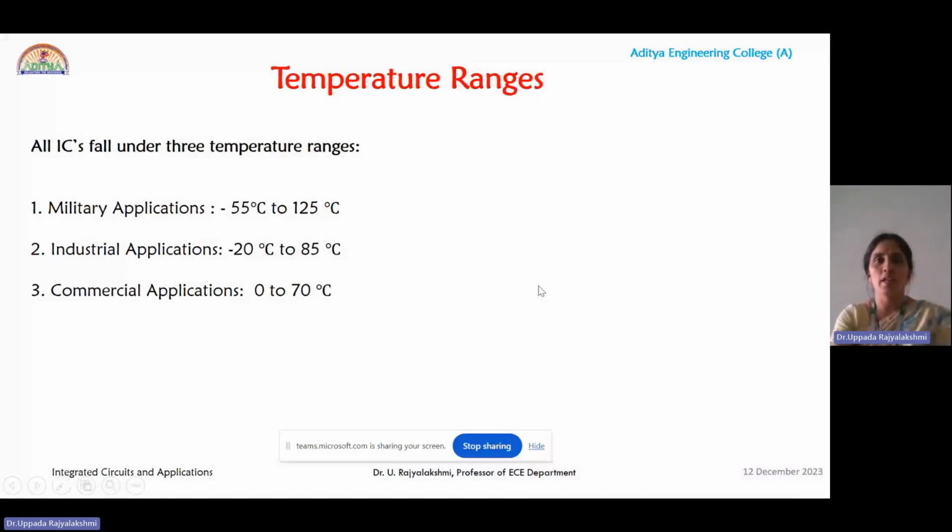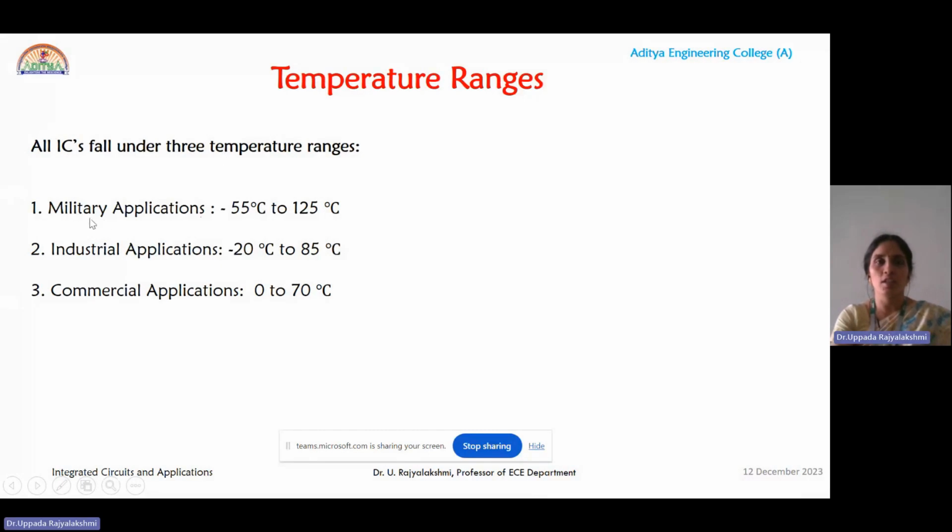The first package is the flat package. We learned that the flat package is suitable for military and aerospace applications. Similarly, the dual inline package is suitable for commercial applications. Like that, we discussed some ICs which are suitable for specific applications. All these ICs fall under 3 temperature range applications.